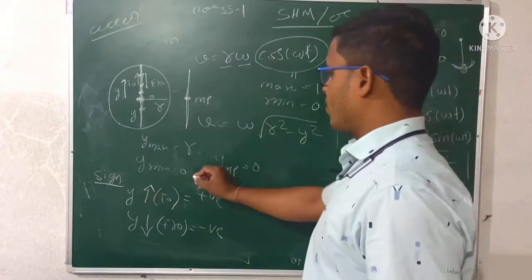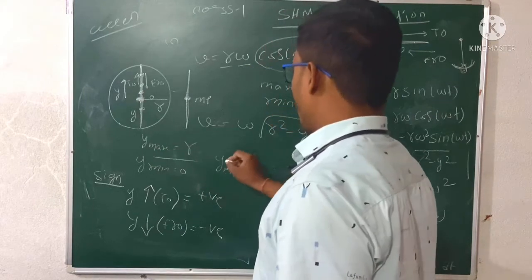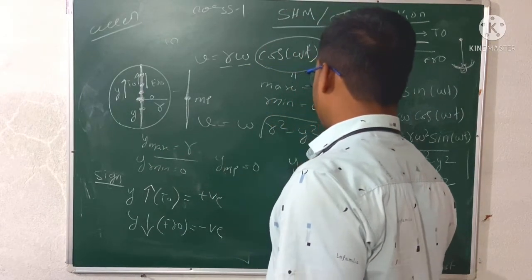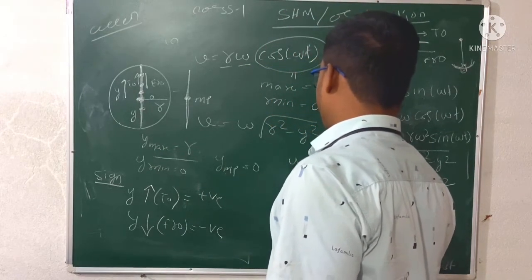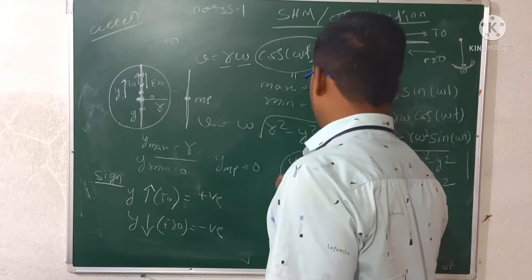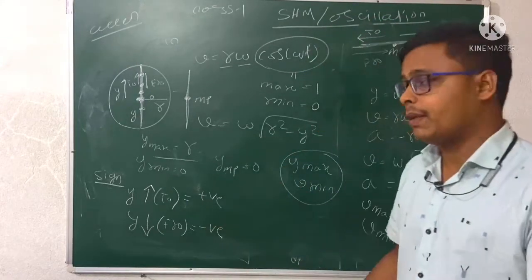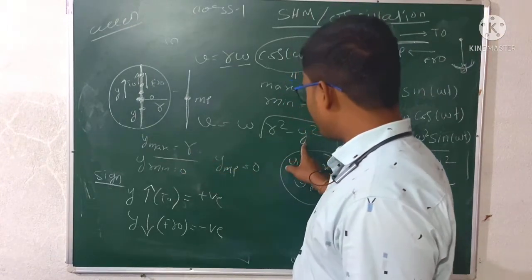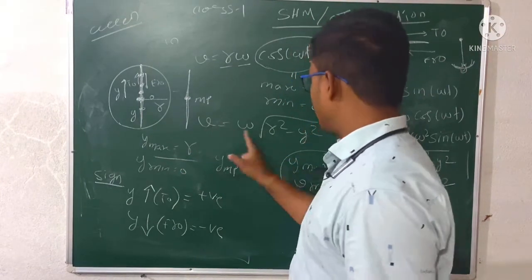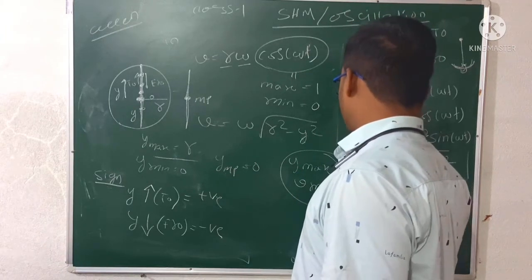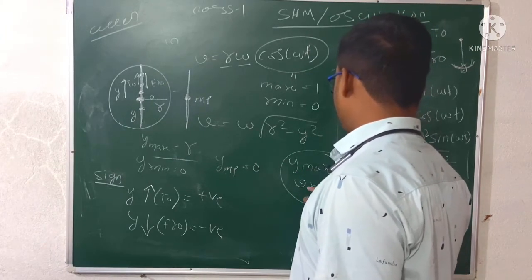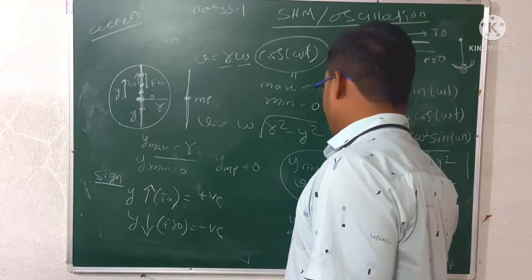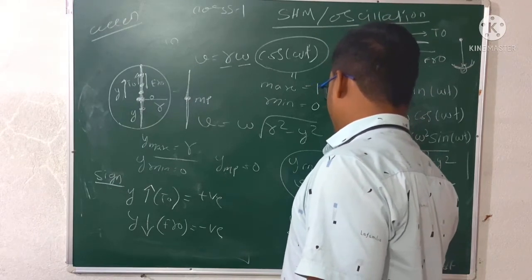That's why, what is the maximum? y is r. When y is maximum, your v will be minimum. Remember this. When y is maximum, v is minimum, because y maximum is r. If we substitute r here, what will be the value of v? 0. When y is maximum, your v will be minimum. When y is minimum, your v will be maximum.